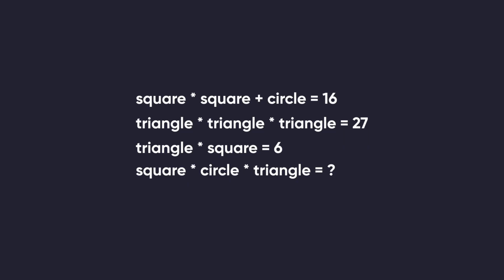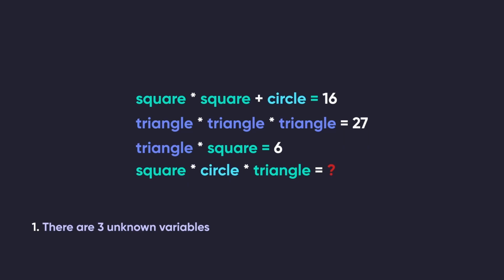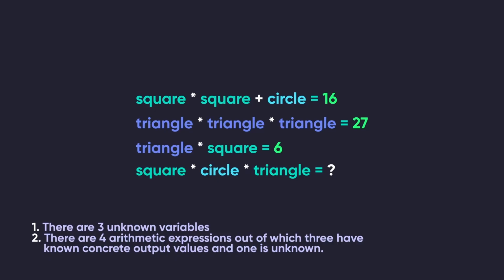Three things are clear after looking at the problem. One, there are three unknown variables: square, circle, and triangle. Two, there are four arithmetic expressions out of which three have known concrete output values, and one's output is unknown, which we have to find. Three, all three unknown variables hold integer values. These three known concrete values of the expressions of these unknown values are essentially the constraints required to reach the required values for square, circle, and triangle. If you do not understand this right now, you'll get it soon.